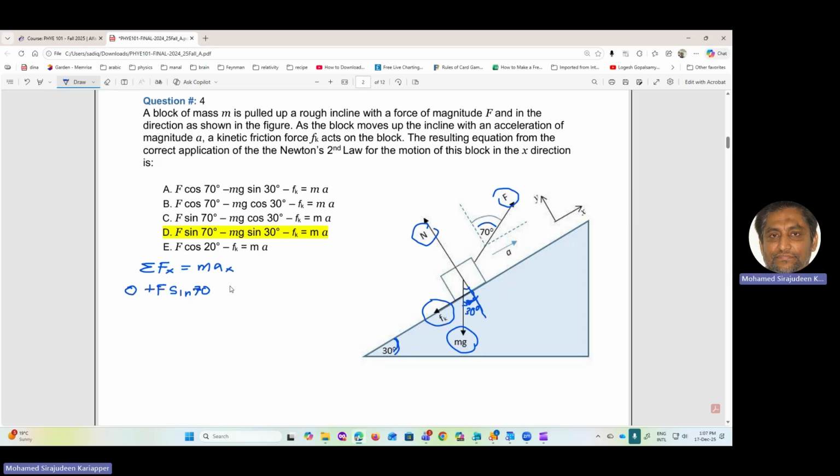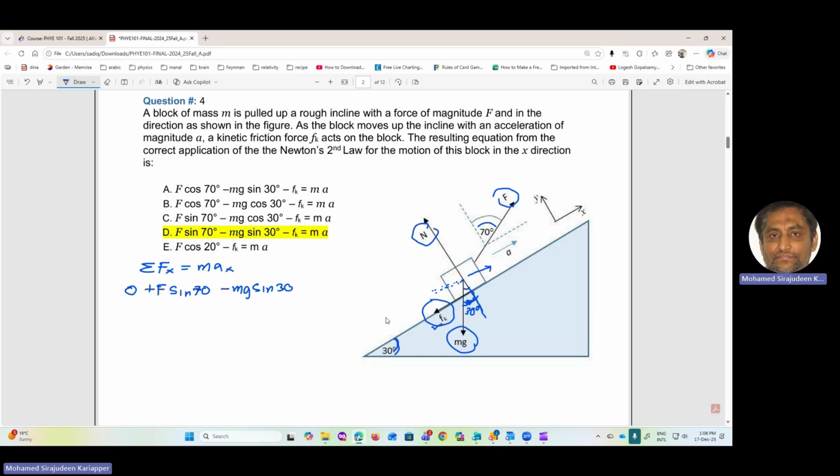Now, the x component, therefore, will be mg sine of that angle 30. For the same reason as for the applied force, mg is making an angle of 30 degrees with the y-axis, not with the x-axis. So that will make the x component sine of 30 instead of cosine of 30. And again, the direction will be negative, because the positive x-axis is up the incline, but mg is pointing downward along the x-axis. So I put a negative sign there.